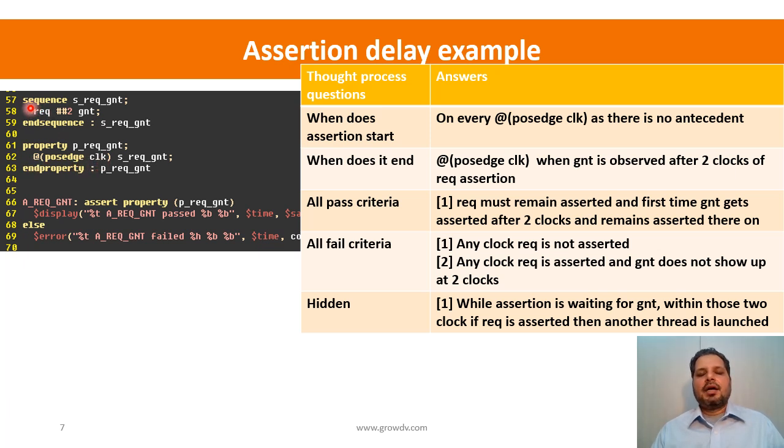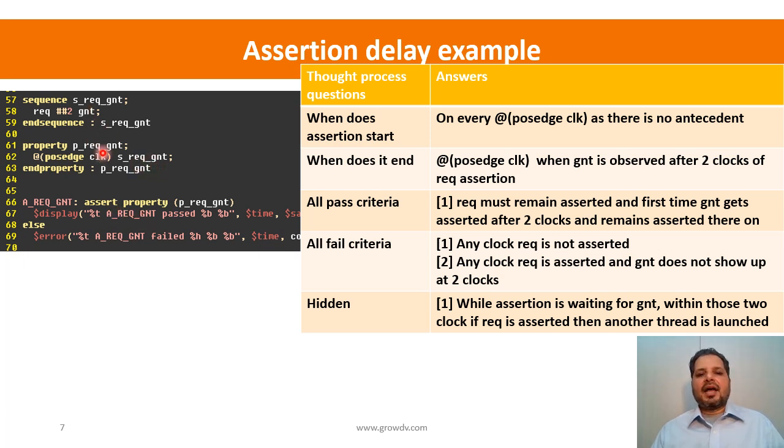Note that in the sequence I have not specified any sampling event, but based on the context, that is in this property, since I'm using the sequence S request grant in the context of at passage of clock, this sequence will automatically be sampled on the passage of clock. Then we are saying end property, and these are the labels. I highly recommend that you use labels, because a property could be much bigger. If it is more than a page worth of code, the label makes it easy to identify where it begins and ends.